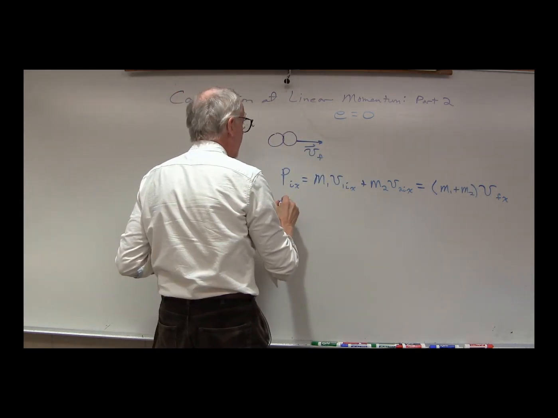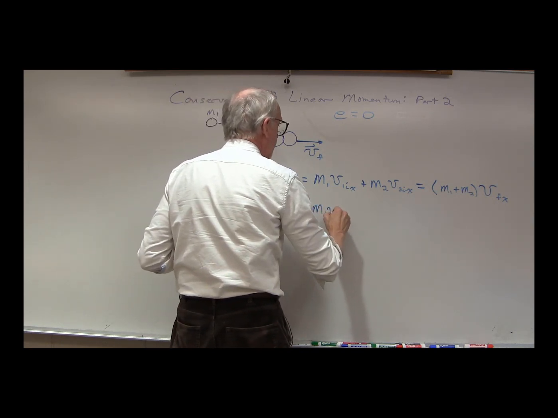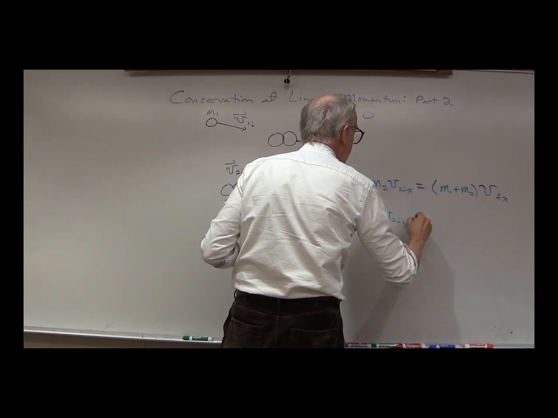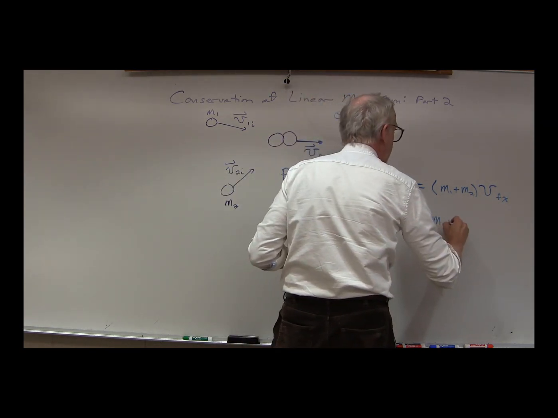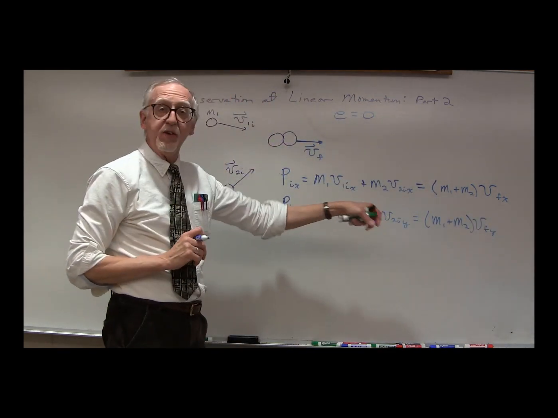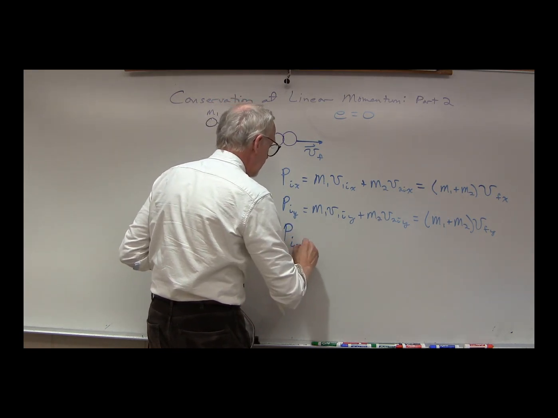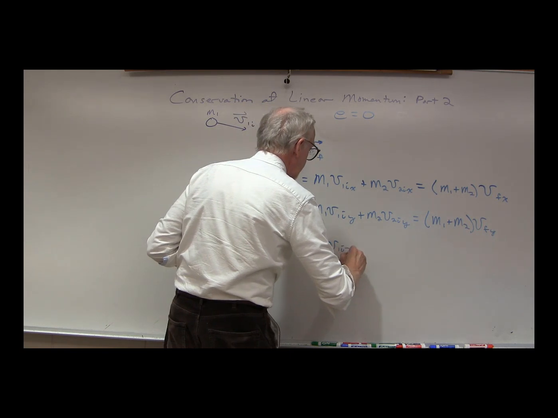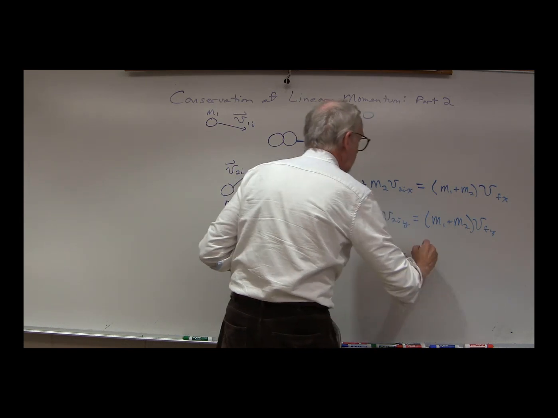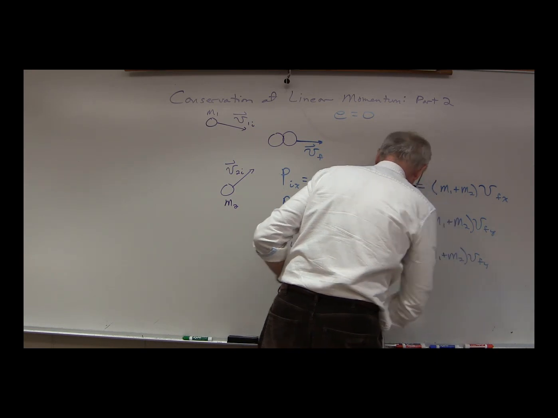And then what about P initial y? That will be m1 v1 initial y plus m2 v2 initial y, and that must equal m1 plus m2 times v final y. And we can solve for v final y. And then you can imagine P initial z will be m1 v1 initial z plus m2 v2 initial z equals m1 plus m2 times v final z.